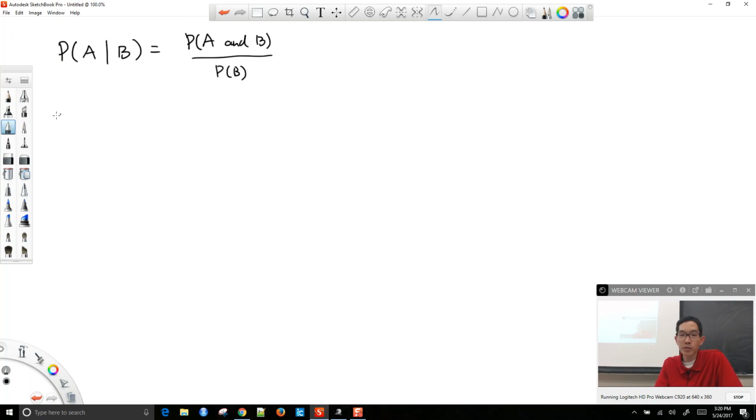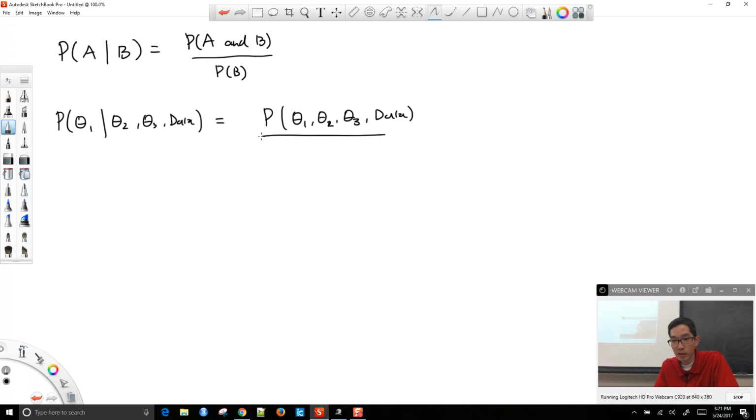Okay, so in this case, the probability of theta 1 given theta 2, theta 3, and the data would be equal to the joint, the probability of theta 1, theta 2, theta 3, and the data divided by the probability of theta 2, theta 3, and the data, right?